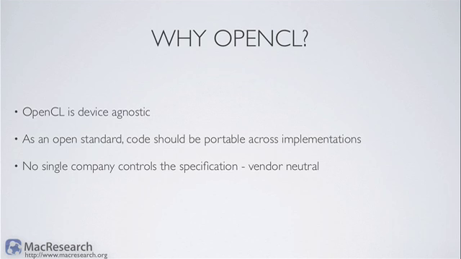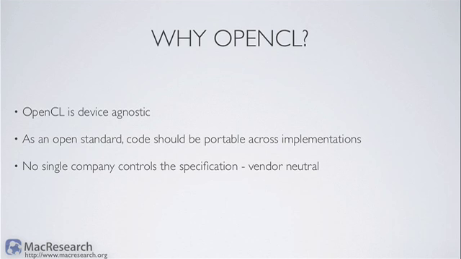OpenCL, unlike some other technologies, which we'll talk a little bit about, is designed to be device agnostic. I'll give you an example of devices in a second, but what that really means is that OpenCL, as a specification, doesn't dictate what it runs on. It just says for you to be OpenCL compliant, you must meet these requirements, but you could be pretty much anything as long as you can meet those requirements.